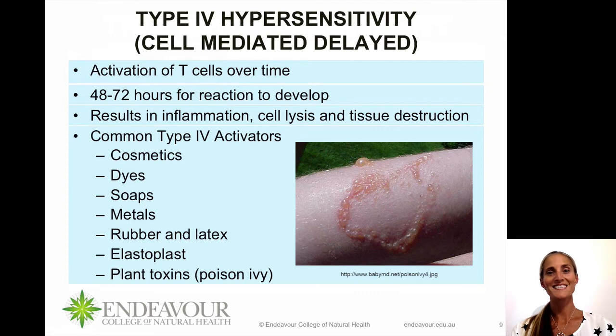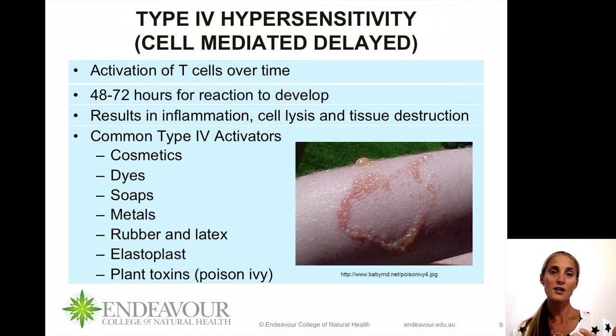Type 4, cell-mediated or delayed hypersensitivity reactions. Now, remember we discussed skin patch testing, and this is used to identify type 4 hypersensitivity reactions. As I had mentioned, when you do skin patch testing, you use topical application of the allergen over a 48-hour period and then remove it, and then monitor for reaction for 72 and 96 hours following that exposure. So this is an activation of those T cells over time. It's delayed.